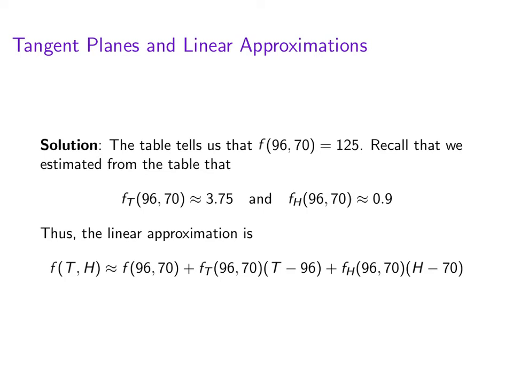So once we have all this information, we can write down a linear approximation which looks like this. So we start with the actual value of F(96, 70), and then we have two terms, F sub T at (96, 70) times T minus 96, plus F sub H (96, 70) times H minus 70. Plug in all the numbers and we get an expression that looks like this.